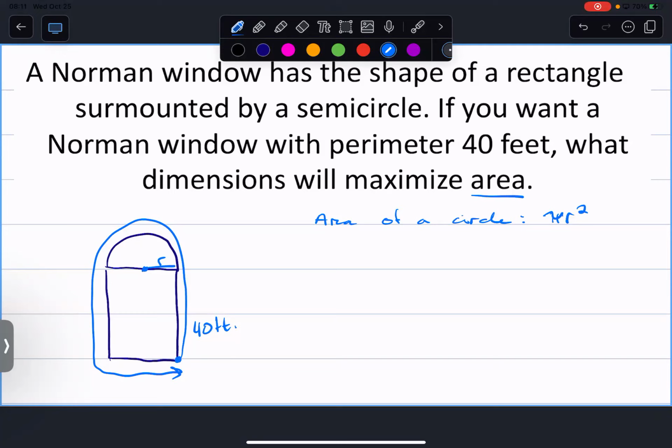Pi r squared, where r is the radius. Right. How about the circumference of a circle? Because we also want that, right? We want this distance to be part of the 40 feet, right? And so the circumference of a circle, which we will need as well, is 2 pi r.